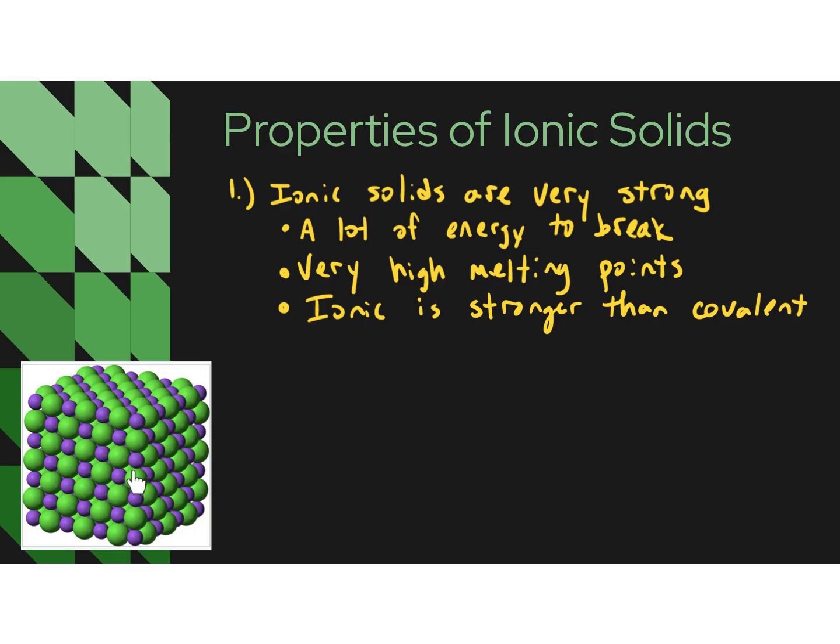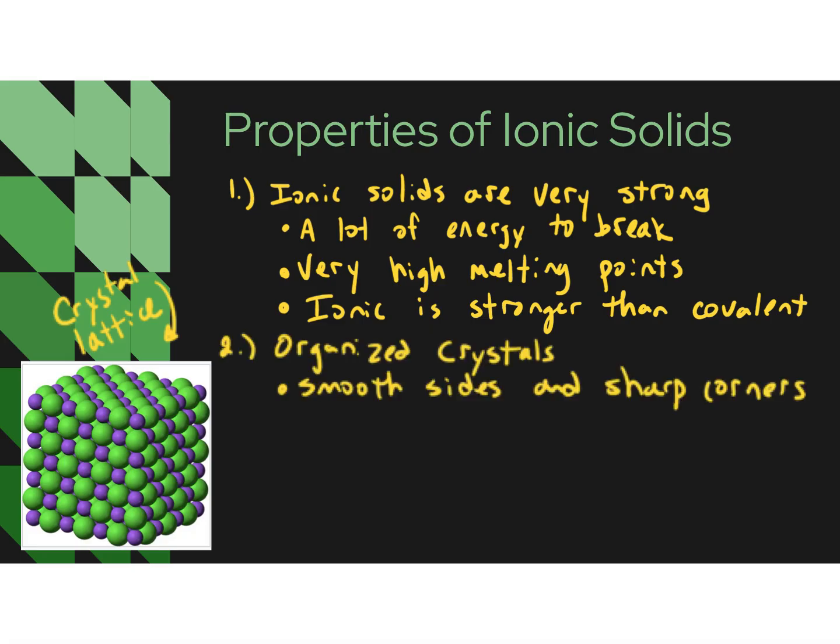Take a look in the lower left-hand corner down here. I have what is known as a crystal lattice of an ionic solid. This is in fact sodium chloride. Sodium are the purple atoms and chlorine is the green atoms. And they make very nice organized structures. When you look at them under a microscope, they have very nice crystals, very smooth sides and sharp corners. So that's my second property of ionic solids. They make nice organized crystalline solids.